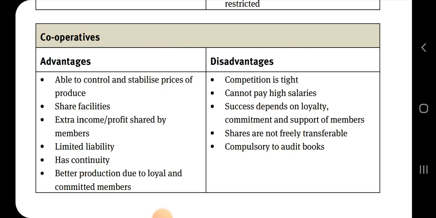And then we have disadvantages. Competition is tight, and it cannot pay high salaries. Success depends on loyalty, commitment and support by members. Shares are not freely transferable. It is compulsory to audit books.